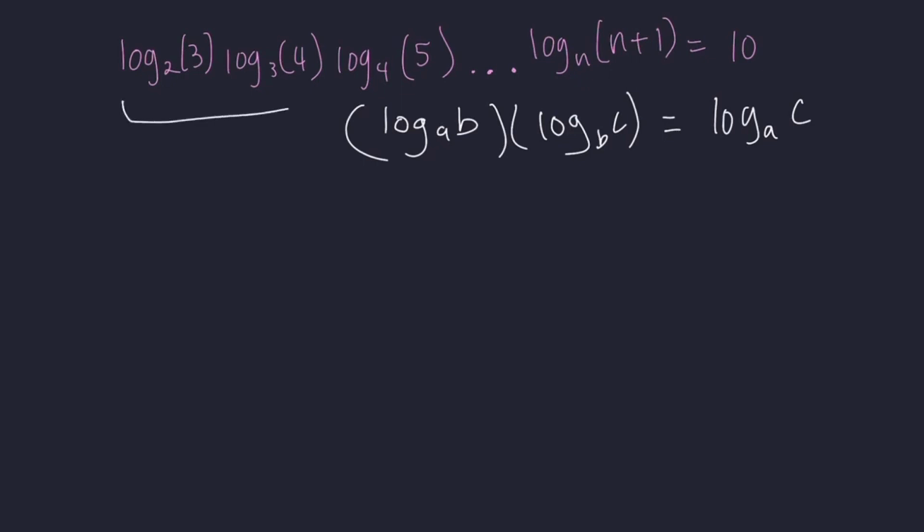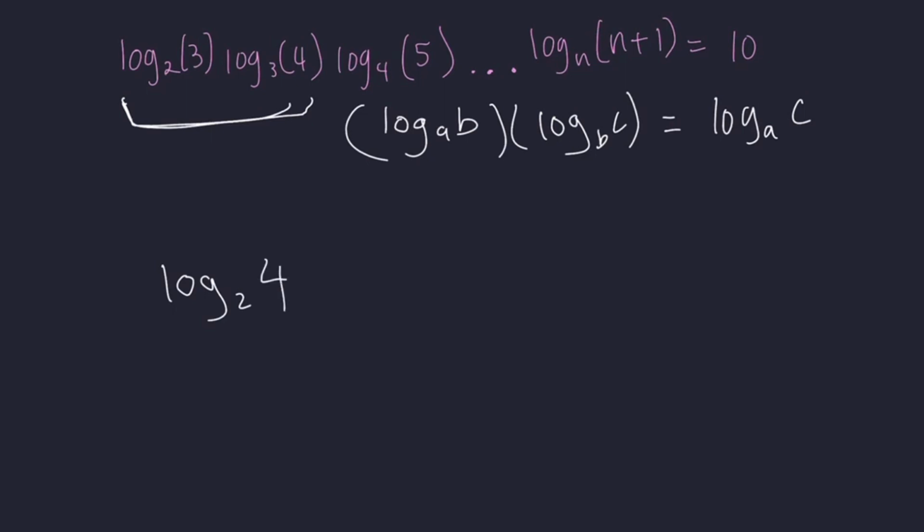So up here, we can recognize that we can actually apply this identity with 3 being the b in this equation. So let's go ahead and apply this identity to our first two terms and just see where we get from there. If we multiply these terms together, that'll give us log base 2 of 4. I've just applied the identity just now.